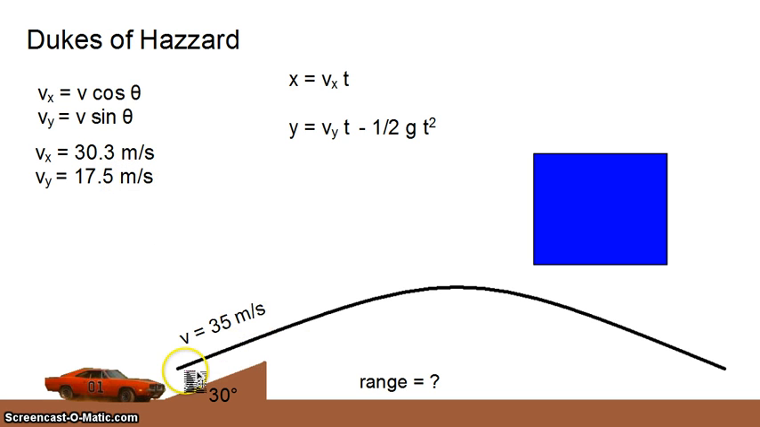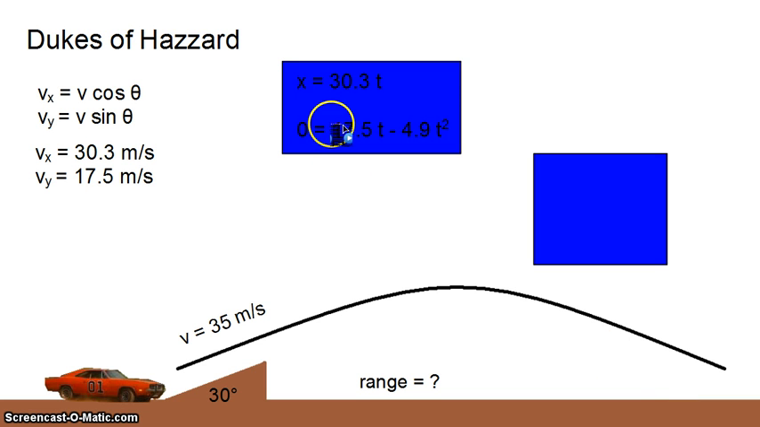Now, we're assuming that, even though it's not maybe drawn the best in the picture, the General Lee is going to take off and land at the same height. So that gives us an overall displacement height of 0 meters, since the height that it starts at and the height that it lands at are the same. Plugging in what I know, x is now equal to 30.3 times t. Again, I can't solve this for the range yet because I don't know x or t.